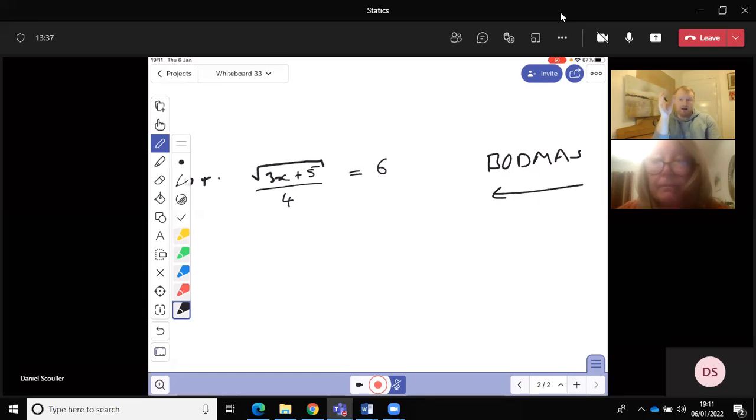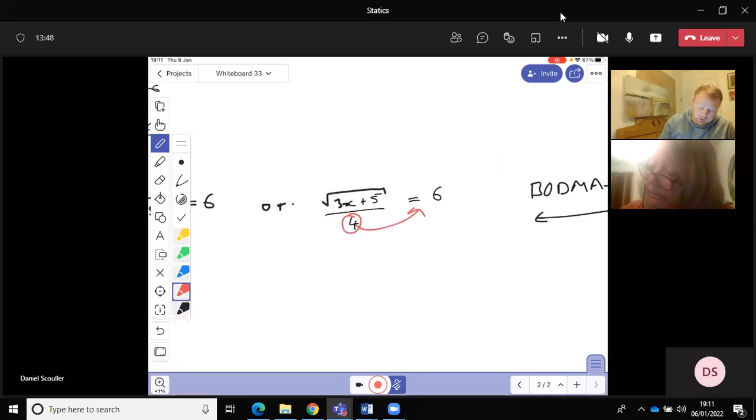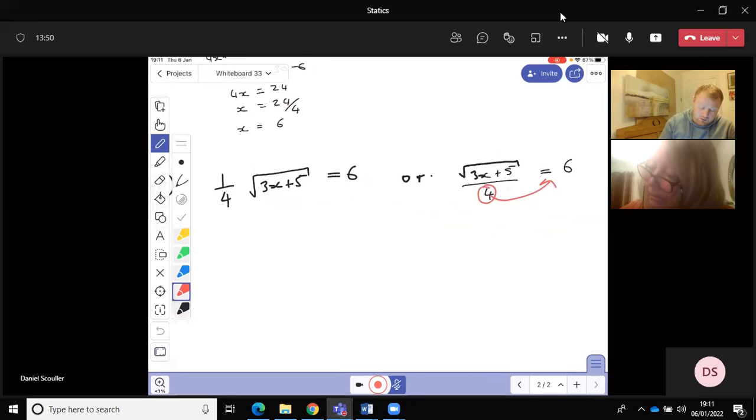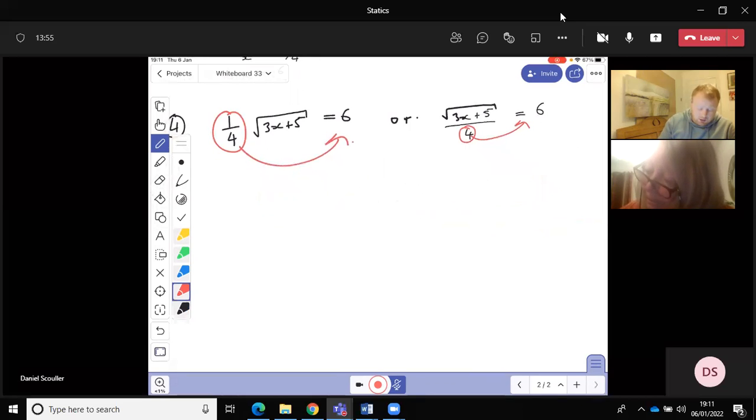So we need to tidy all the noise away from it before we can move that term. We need to take the 4 across first, or that divide across first, and then do it in order from there. So 3x plus 5 becomes 6 multiplied by 4.